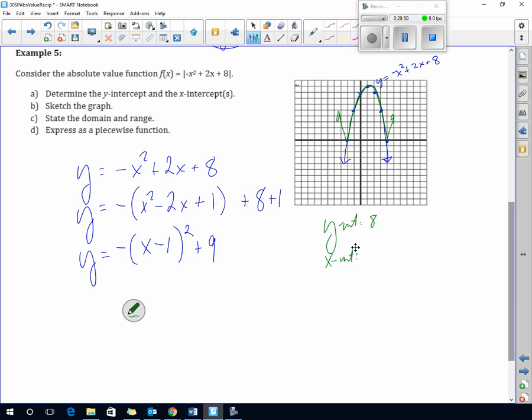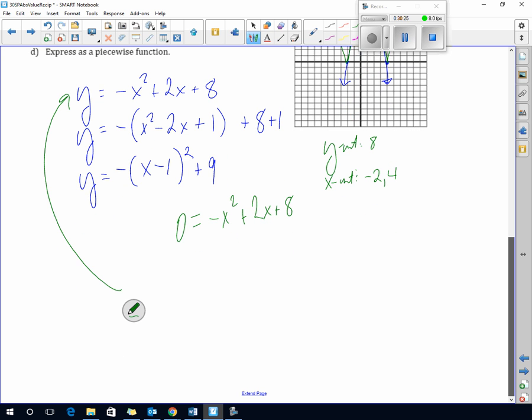Set y to 0 of this upside down parabola. So 0 equals negative x squared plus 2x plus 8. How do I solve my x-intercepts? Factor. Now, I would never try to factor a negative x squared. What's the trick when it's an equal sign there? Switch all the signs. So 0 equals x squared minus 2x minus 8. This factors beautifully to be what? x minus 4, x plus 2. So what does x equal? 4 and minus 2. Exactly what I got over there. Do you see that?